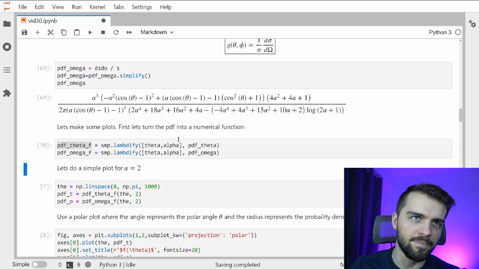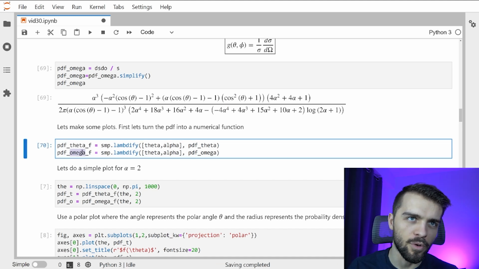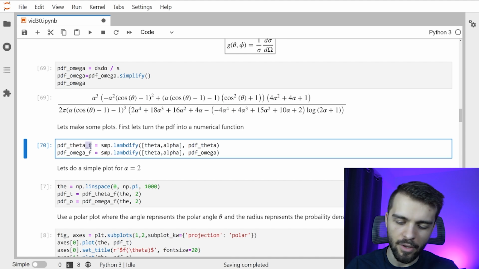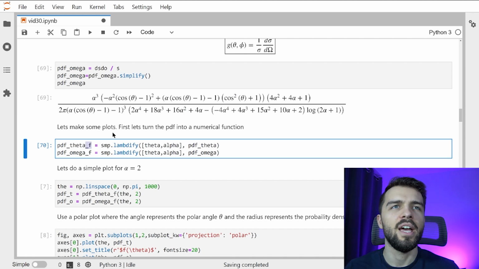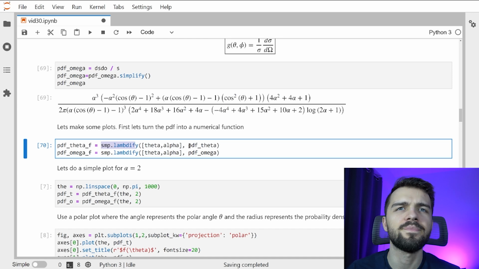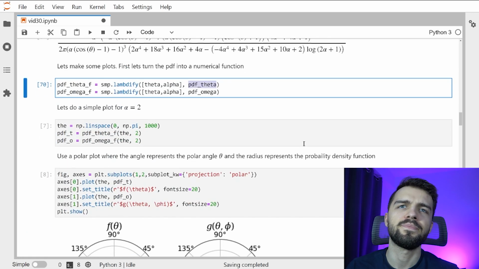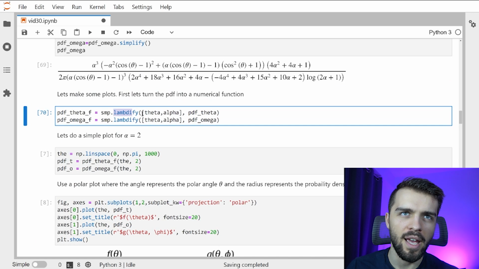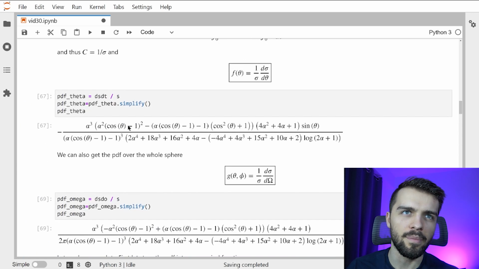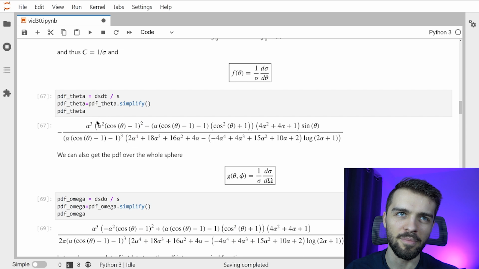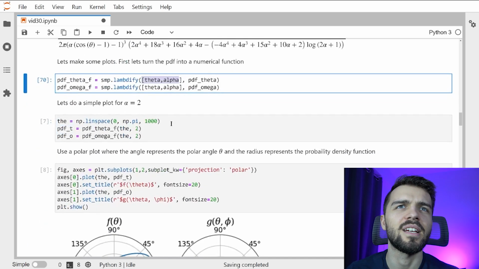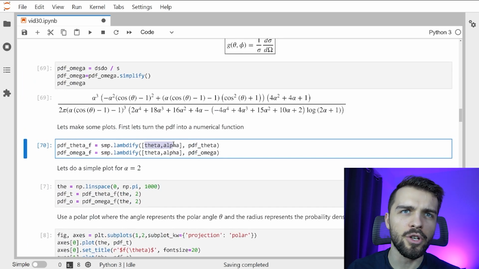So I'm going to get my PDF for theta and my PDF for omega, and I have underscore f to represent that they're a numerical function in Python. In order to do this, I call sim.lambdify. I take my expression PDF theta, which is a symbolic expression up here, so it's symbolic, it's not numerical. And this converts it to a function. And the input arguments are theta and alpha. Alpha is the incoming energy of the photon divided by the rest mass of the electron. I'm going to continue to repeat that because I know you're going to forget if I don't continue to say that. So it gives my arguments and then my function.